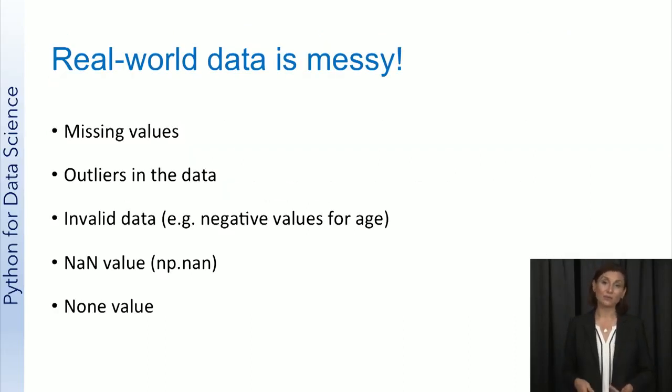As we mentioned before during our data science overview, real-world data is messy. It can have problems related to missing values, outliers in the data, and invalid data, for instance, negative values for age. And in Python, we can also have records within data frames as NaN or None values.